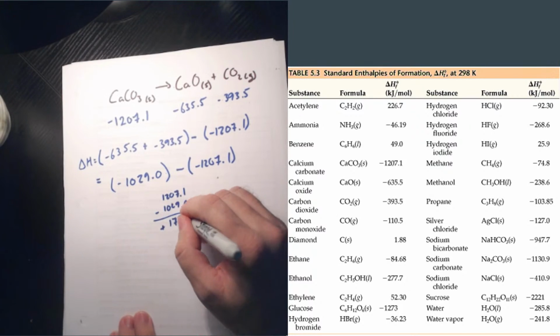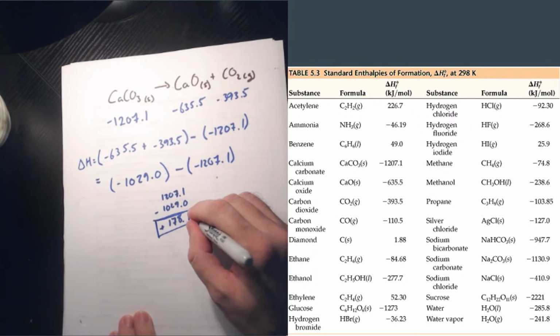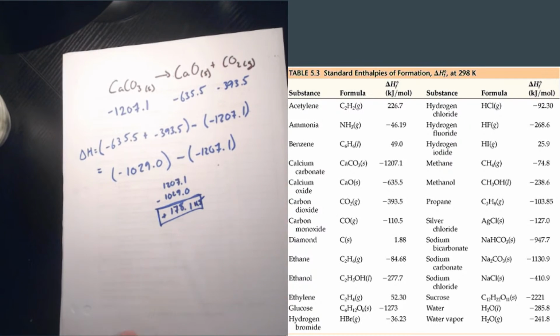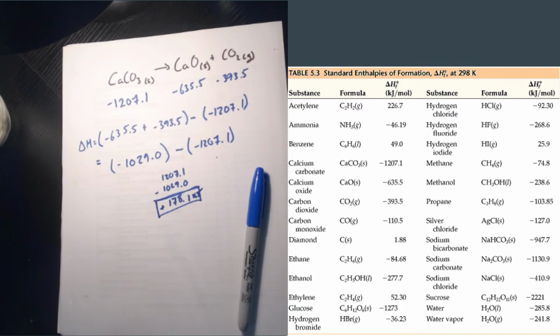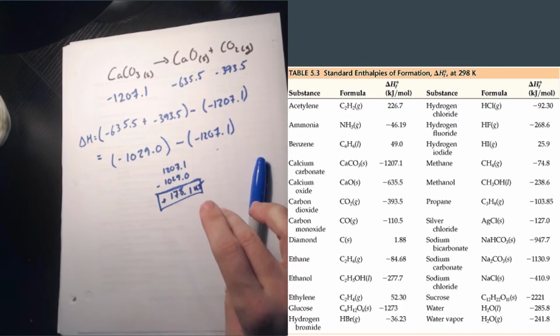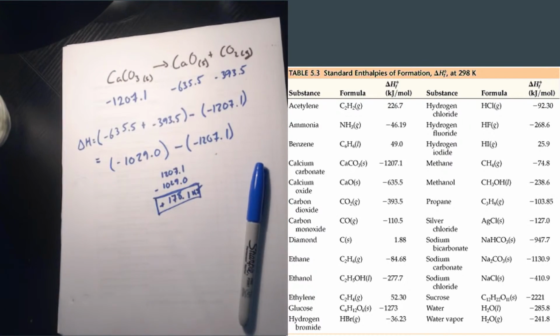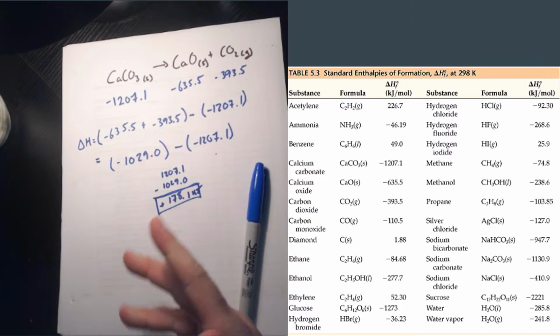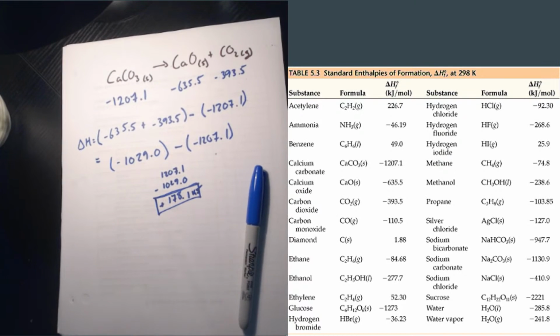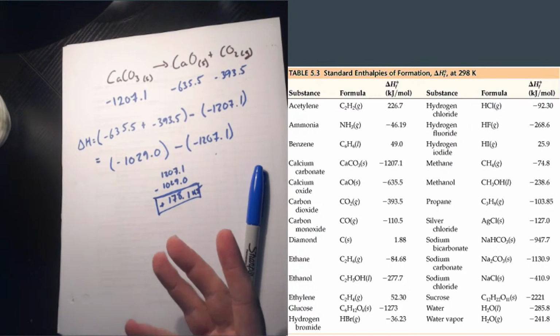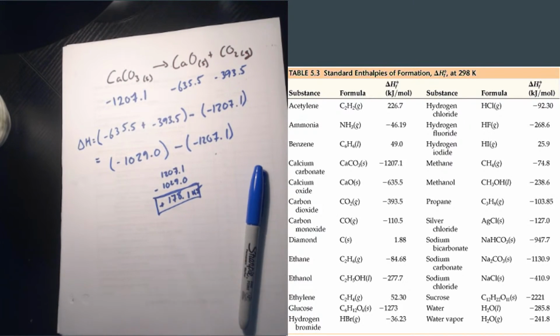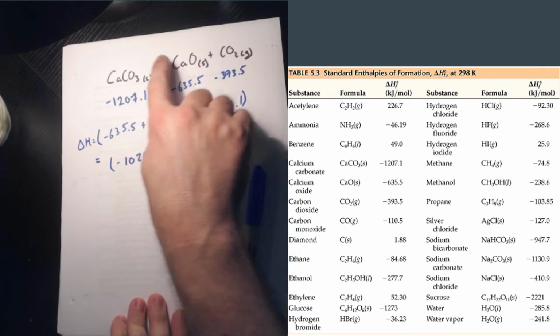So our answer is positive 178.1 kilojoules. In other words, in order for this reaction to happen, you're going to have to pump in 178.1 kilojoules of energy. It is an endothermic reaction. And yeah, that's how it works. You heat up calcium carbonate and it will decompose into calcium oxide and carbon dioxide. So that one was pretty simple because 1, 1, 1.